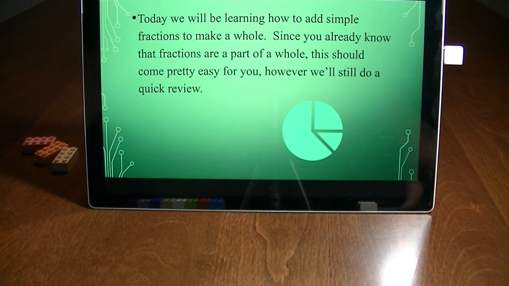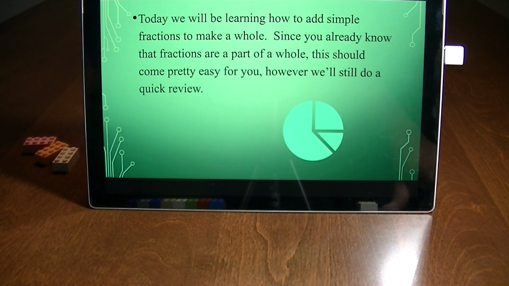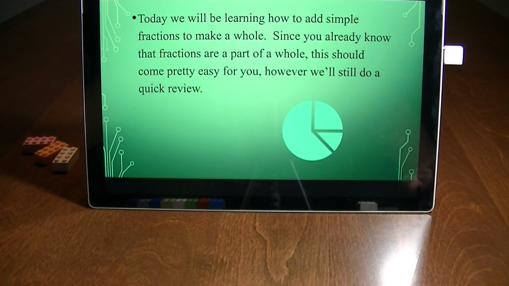Today we will be learning how to add simple fractions to make a whole. Since you already know that fractions are a part of a whole, this should come pretty easy for you. However, we will still do a quick review.